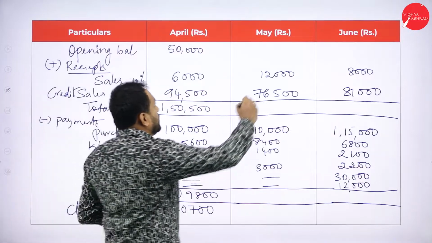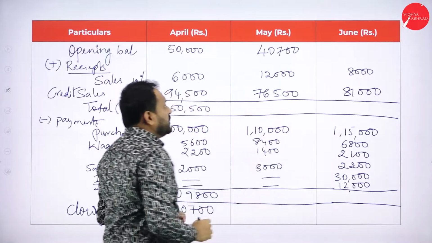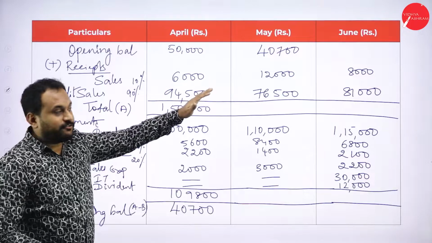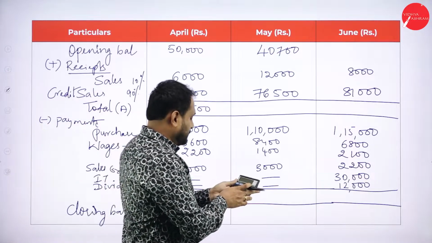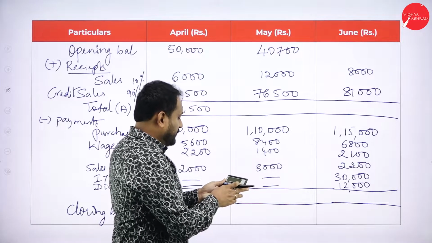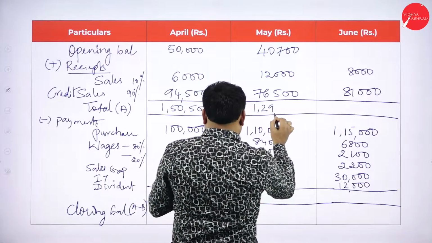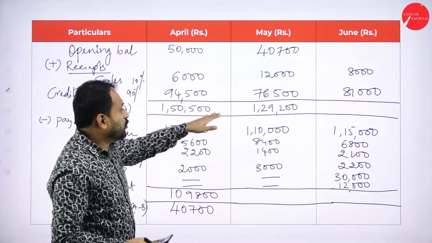So we have here 40,700. That is my opening balance of May. So I need to total it: plus 12,000 plus 76,500. So I got here 1,29,200. Now this is the total of A.